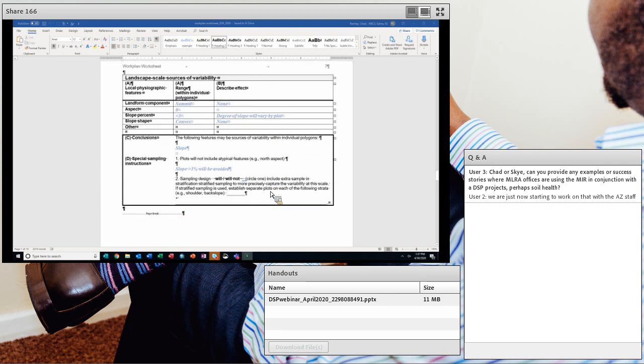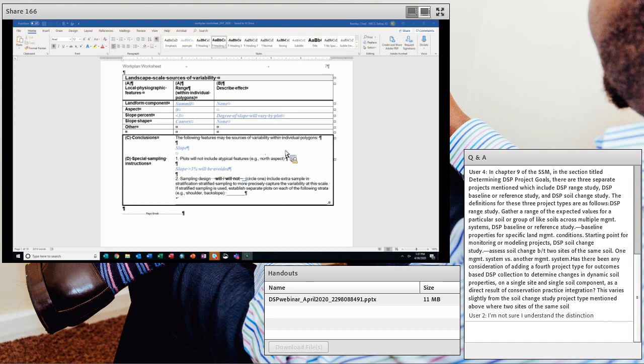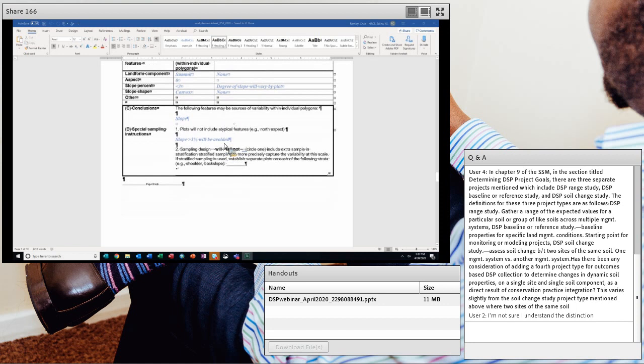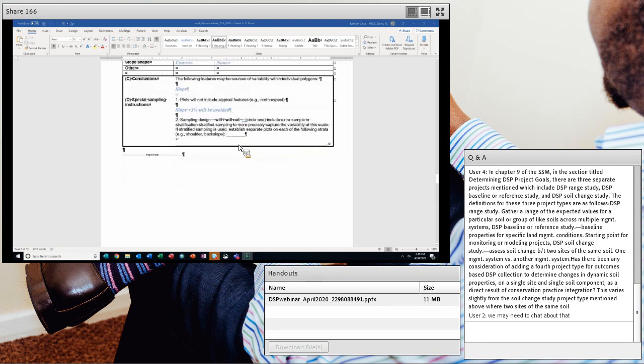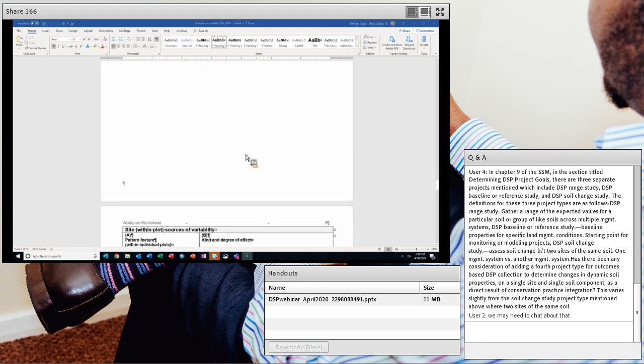Landscape sources of variability. What are we talking about? Where are we at on the landform? What's our slope percent, slope shape, convex, aspect, and what are the conclusions of what might be the largest single source of variability within our map unit polygon. So in this particular study, we tried to avoid slopes greater than 3%.